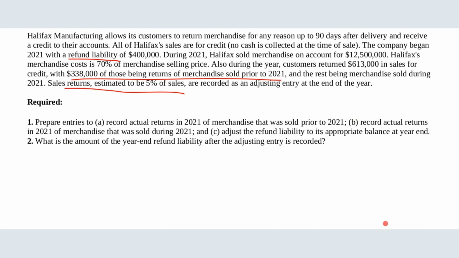Okay, so for A, we're dealing with returns that were for merchandise sold prior to 2021. That means that the sales return was already accrued and it's part of our refund liability. So if we are going to refund anything to the customer, it will come from the refund liability account. So we're going to debit refund liability for $338,000, and we're going to credit accounts receivable, or it could be cash if these were cash sales, but they didn't say it was cash sales.